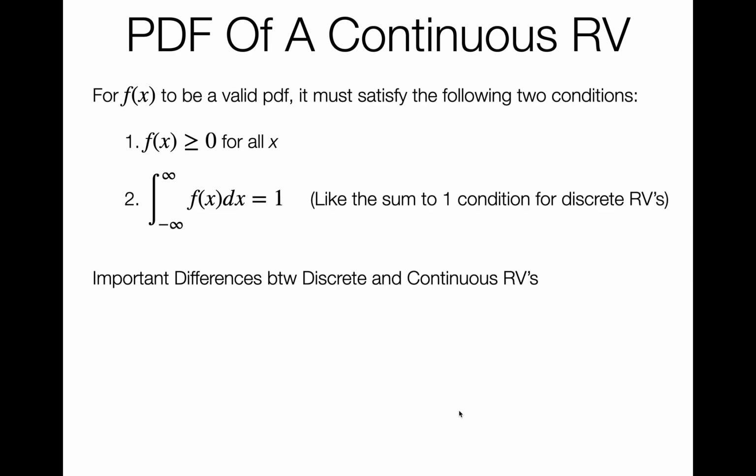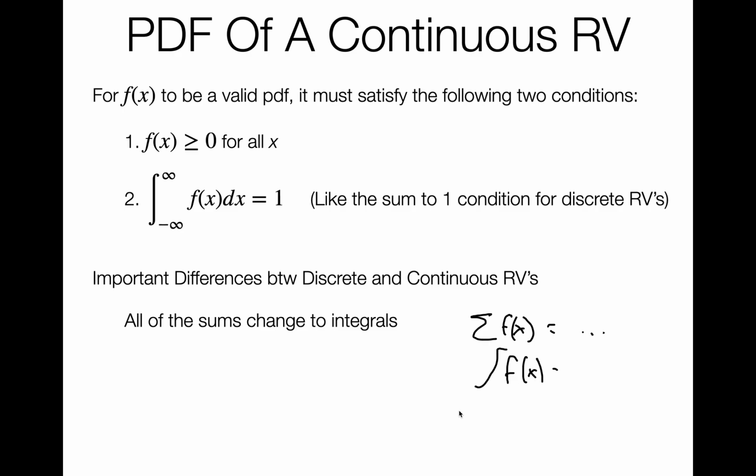Now, this raises a number of important differences that you need to keep track of when we're talking about discrete and continuous random variables. The first one is that all of the sums are going to change to integrals. Before, we had sums, capital sigma: the sum over all f of x is equal to something. And now we have the integral over f of x equals something. So all the sums change to integrals.